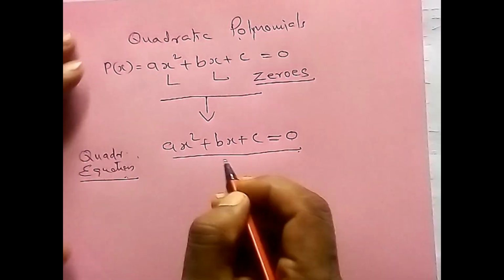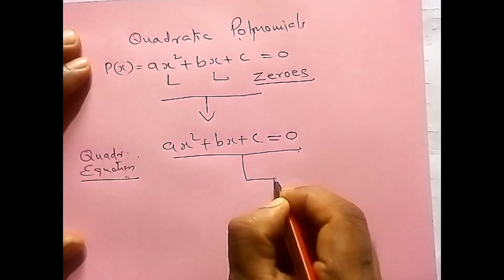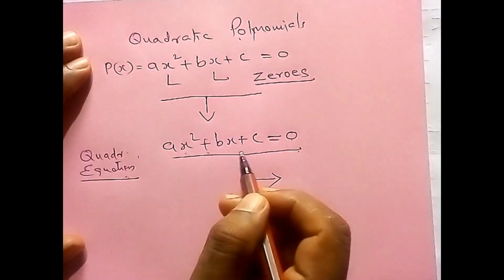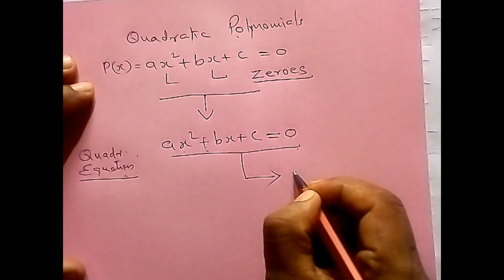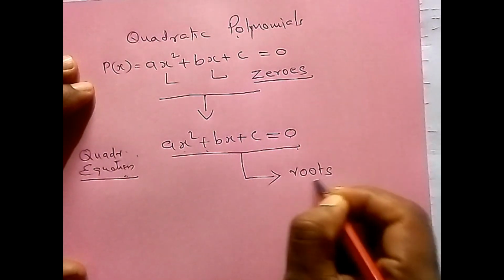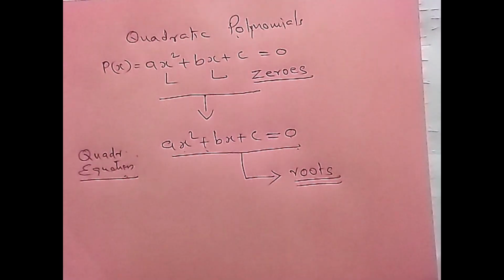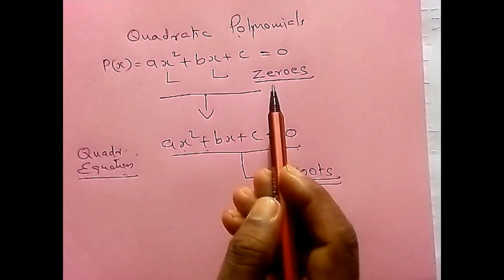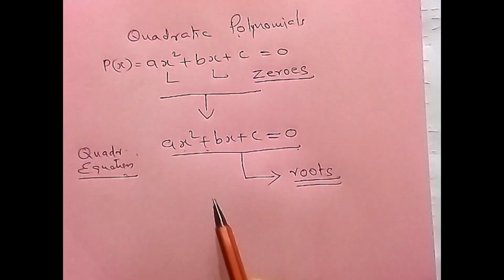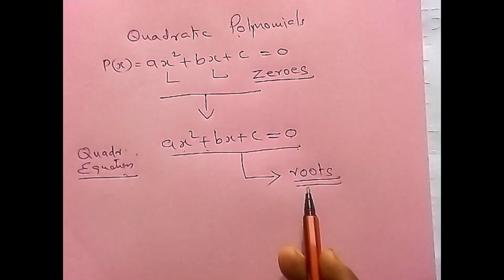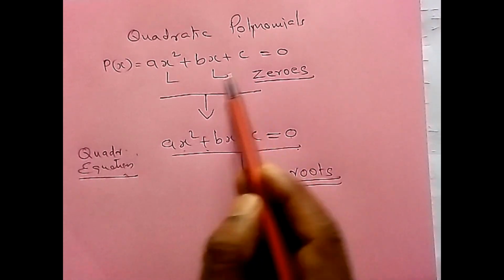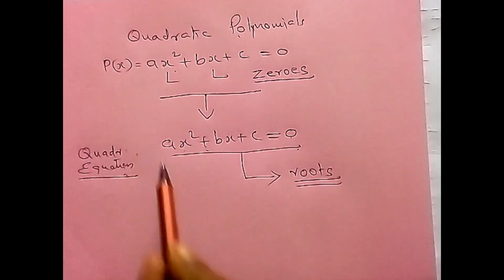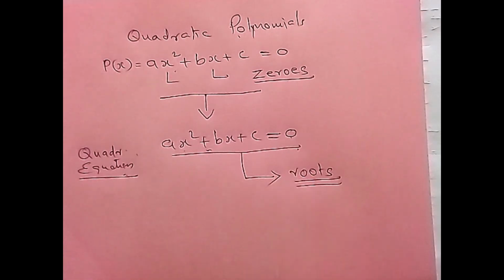When it is a quadratic equation, the values of x for which the quadratic equation becomes 0, or the values of x satisfying this equation, we call the roots of the quadratic equation. So when it is a polynomial, we call them zeros, and when it is a quadratic equation, we call them roots. Actually both are the same but different terminology, because here it's a polynomial concept, and here it is a quadratic equation, we are equating to 0.